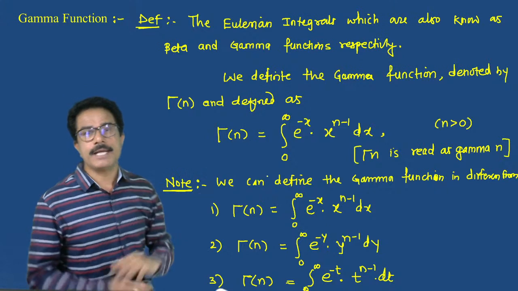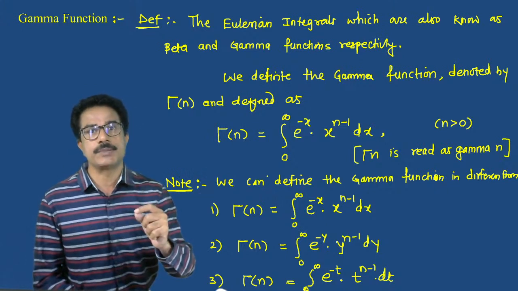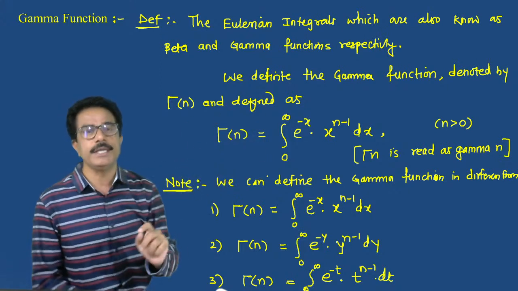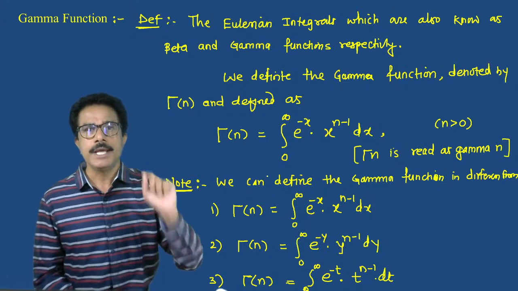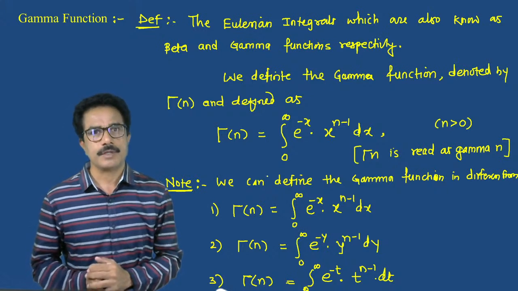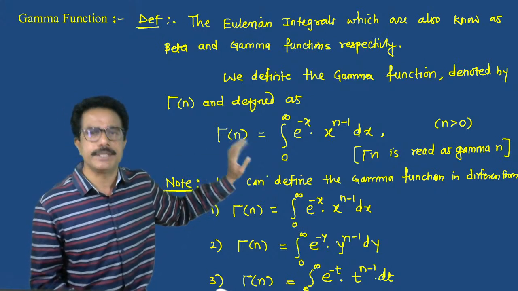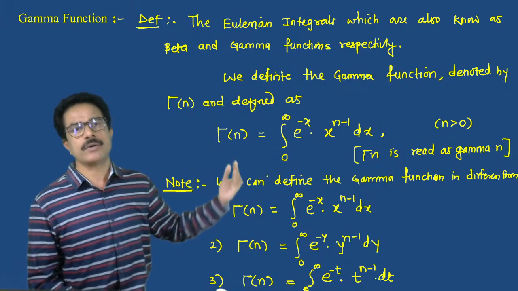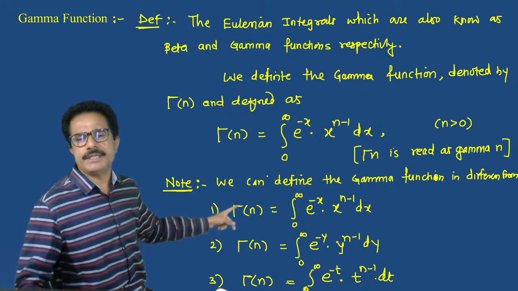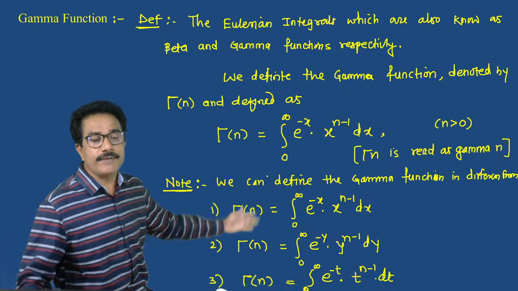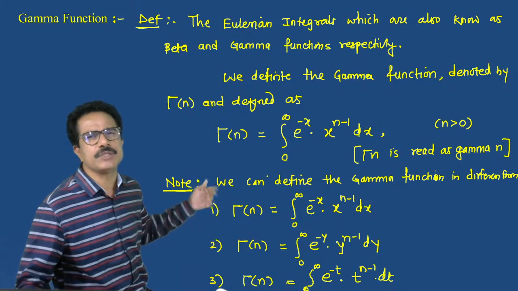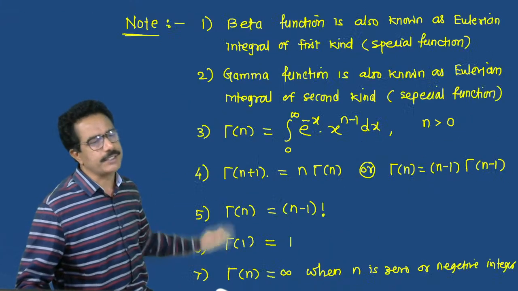Now actually we know that according to the definition, the gamma function is a special function, defined as gamma n is equal to the integral from 0 to infinity of e raised to minus x into x raised to n minus 1 dx, where n is greater than 0. This is a particular type of integral, also called a special function, or the Eulerian integral of the second kind. We can write the gamma function in different ways, with integration with respect to x, with respect to y, or with respect to t.